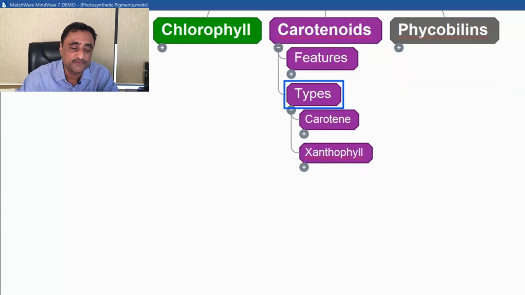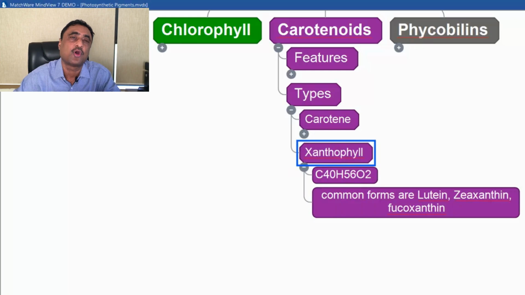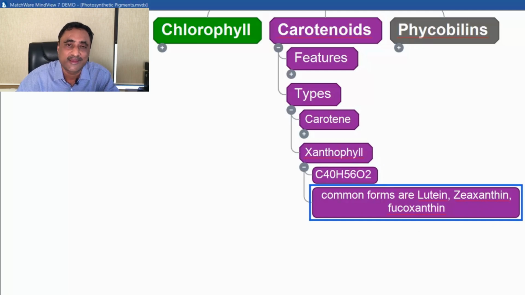If you talk about the types, it can be divided into two: carotene and xanthophyll. Carotene is C40H56, and the three most important are alpha, beta and gamma, out of which beta is the most common carotene. Xanthophyll is just the oxygen derivative of carotene, that means C40H56O2. The common forms are lutein, zeaxanthin and fucoxanthin. These are the common carotenoids.